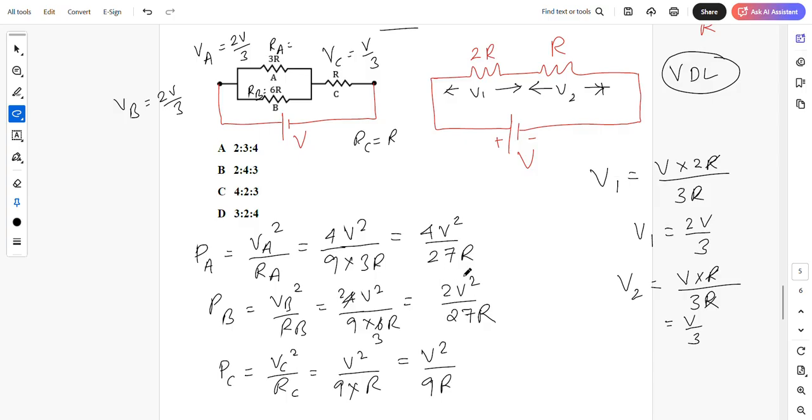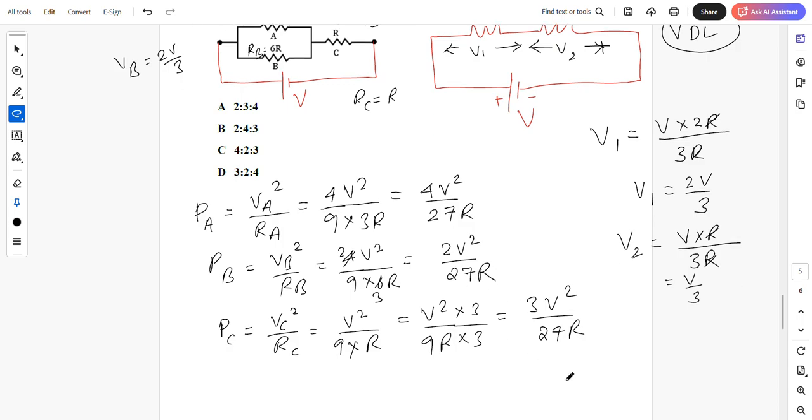See the denominators here. 27 is there. Therefore, let us multiply and divide by 3. You are going to get 3V square by 27R. Because if the denominators are the same, it is easy to calculate the ratio. Therefore, PA is to PB is to PC will be equal to 4 is to 2 is to 3. 4 is to 2 is to 3 is the right answer.